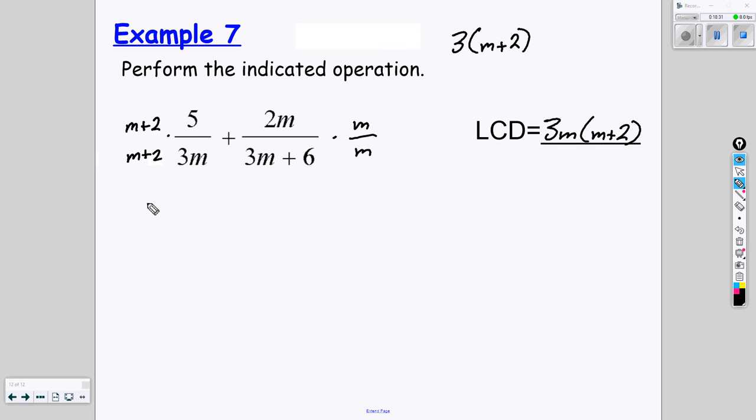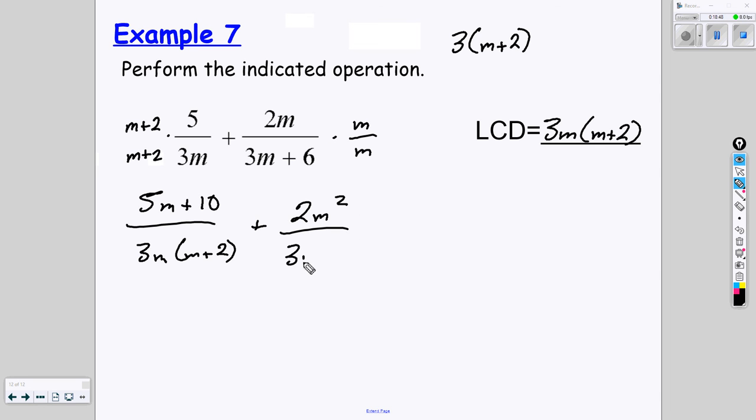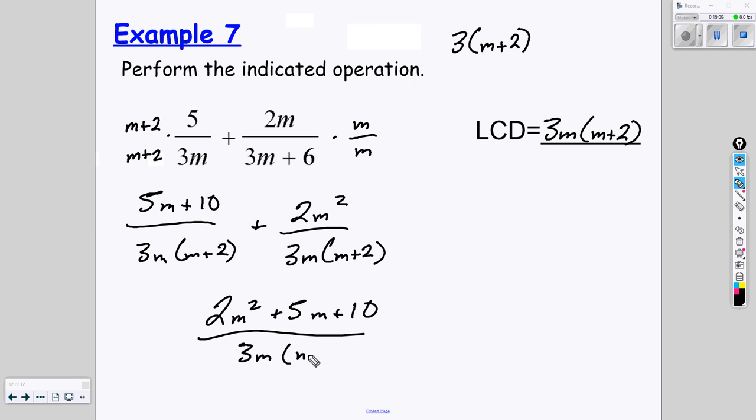Now let's multiply that. So we get 5m plus 10 on 3m times the quantity m plus 2. And then 2m squared on the quantity 3m times m plus 2. Now we can combine. And I'm just going to write this in standard form. So we'd have 2m squared plus 5m plus 10 on 3m times m plus 2. And that numerator is not factorable, so this is in simplified form.